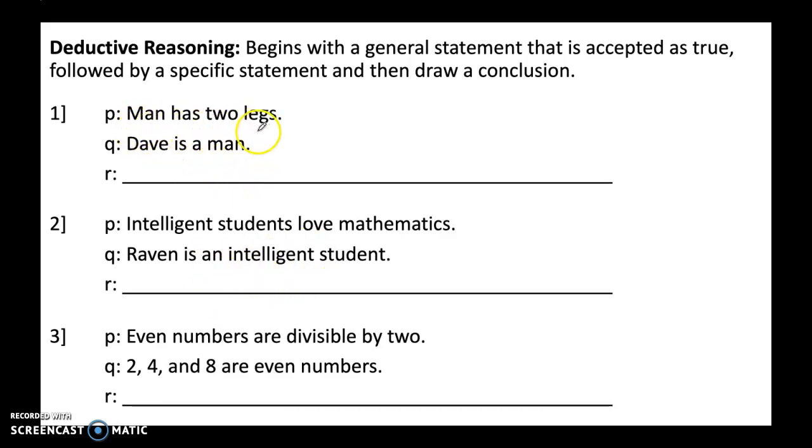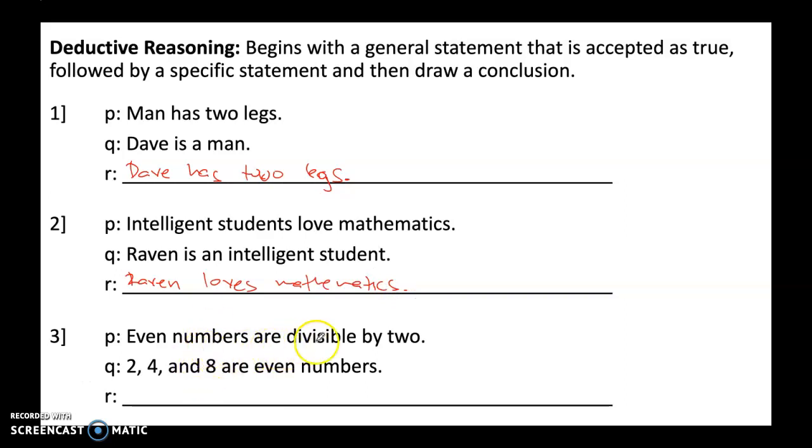Man has two legs. Dave is a man. What can we conclude about Dave? Dave has two legs. Why? Because Dave is a man. Next, intelligent students love mathematics. Raven is an intelligent student. What can we conclude about Raven? Raven loves mathematics.